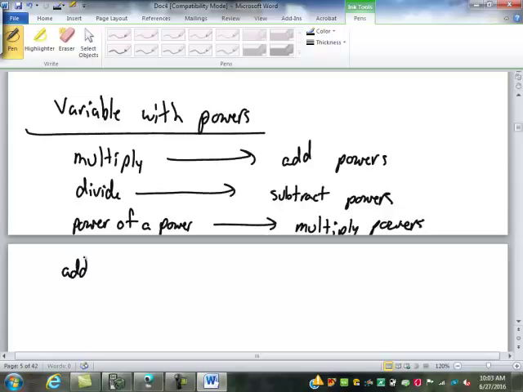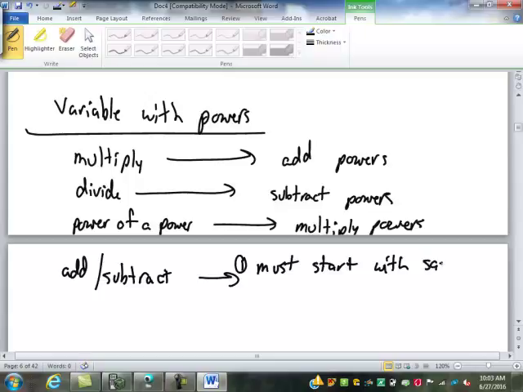When you are adding or subtracting, you first of all must start with the same power exactly, and 2, you just keep the power.